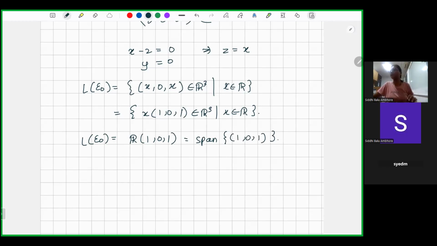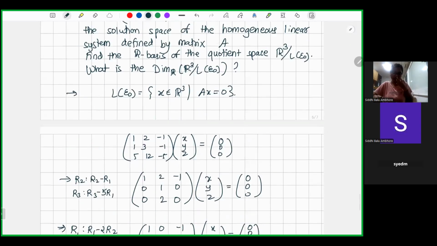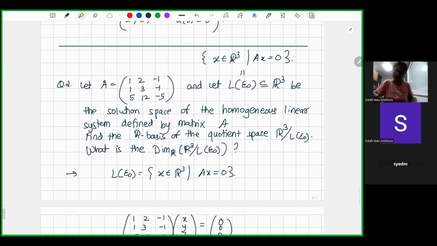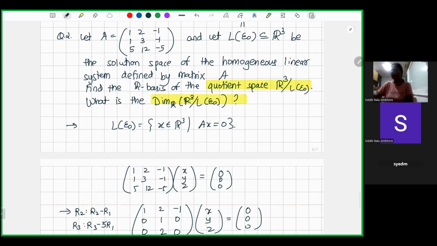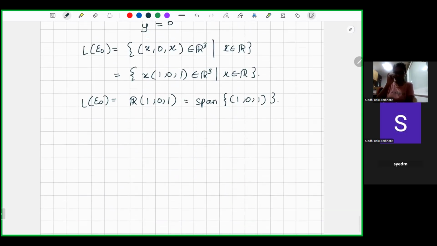And now, what we have to find is the complement of this. So understand that we have to find the quotient space and its dimension. To find the quotient space, we have to take the complement of this subspace in R3, and whatever basis we get, the corresponding cosets will be a basis of the quotient space which we want. Okay, so what will be the complement of this?